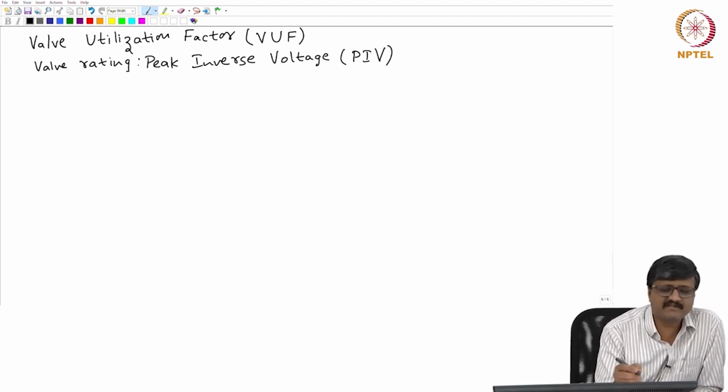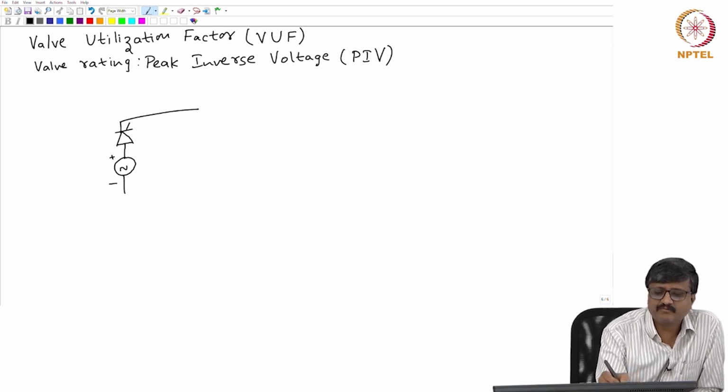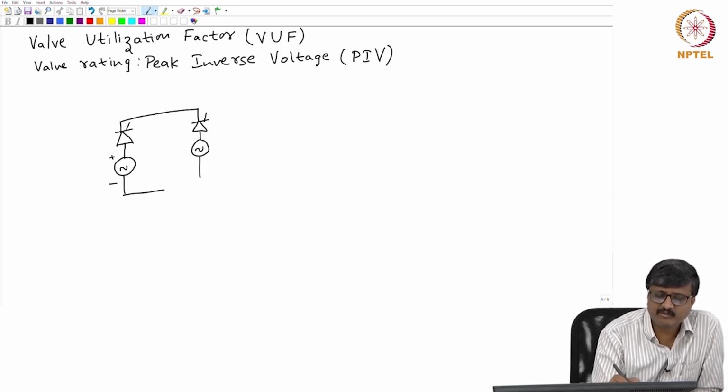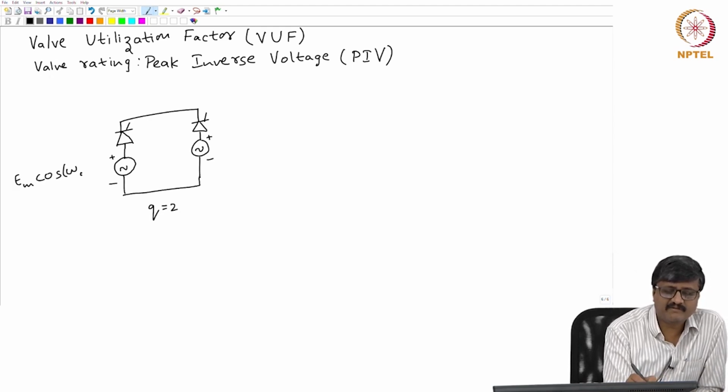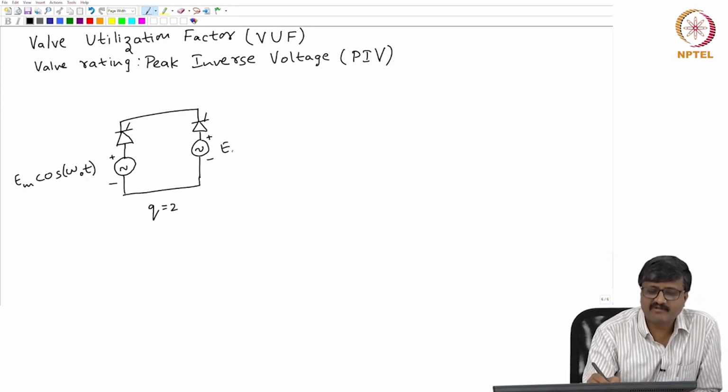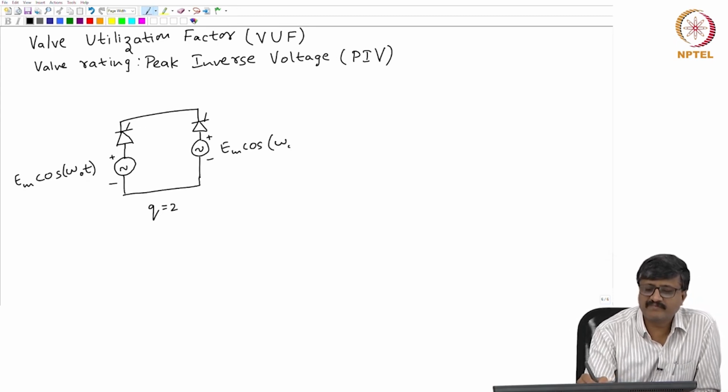Let me take the simplest special case, which is 2 voltage sources. Again, I am going back to the voltage source just for the sake of explanation. In practice, it is a transformer winding. So, suppose I have a thyristor and a voltage source and another thyristor and voltage source. This is just a special case where Q is equal to 2. In this case, it is EM cos omega OT and this is EM cos(omega OT minus pi).